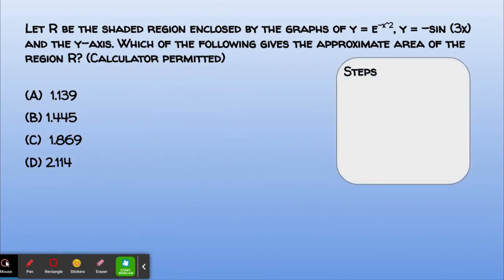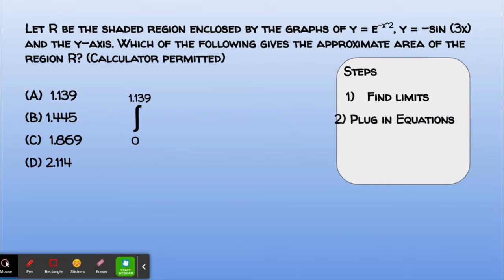Alright, so here are the steps for this particular problem. First, we're going to find the limits. You'll do this by using your graphing calculator and using Calc 5 to find the intersects of the two equations. It will be 0 and 1.139.